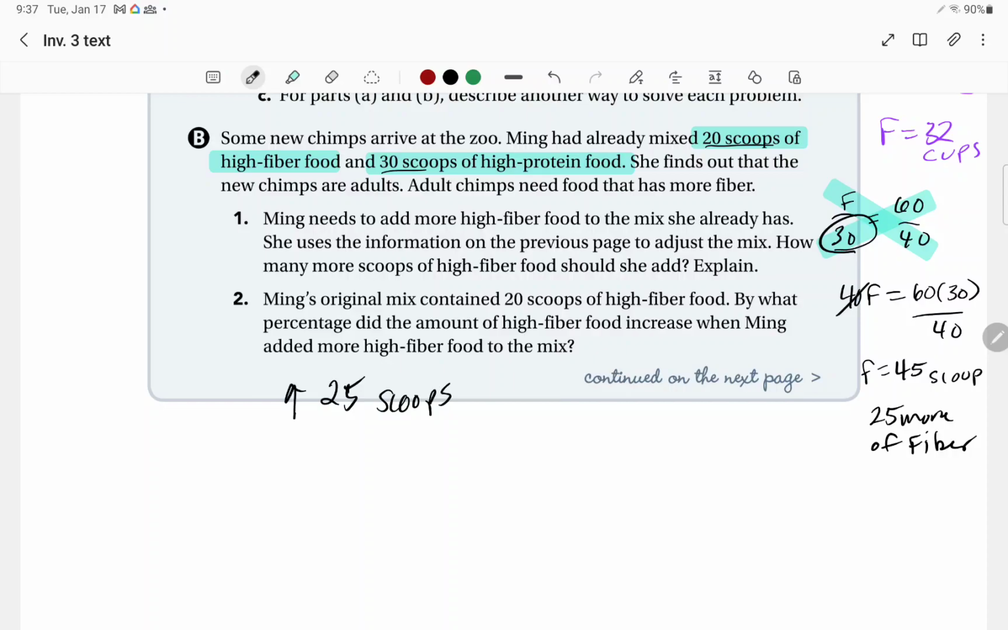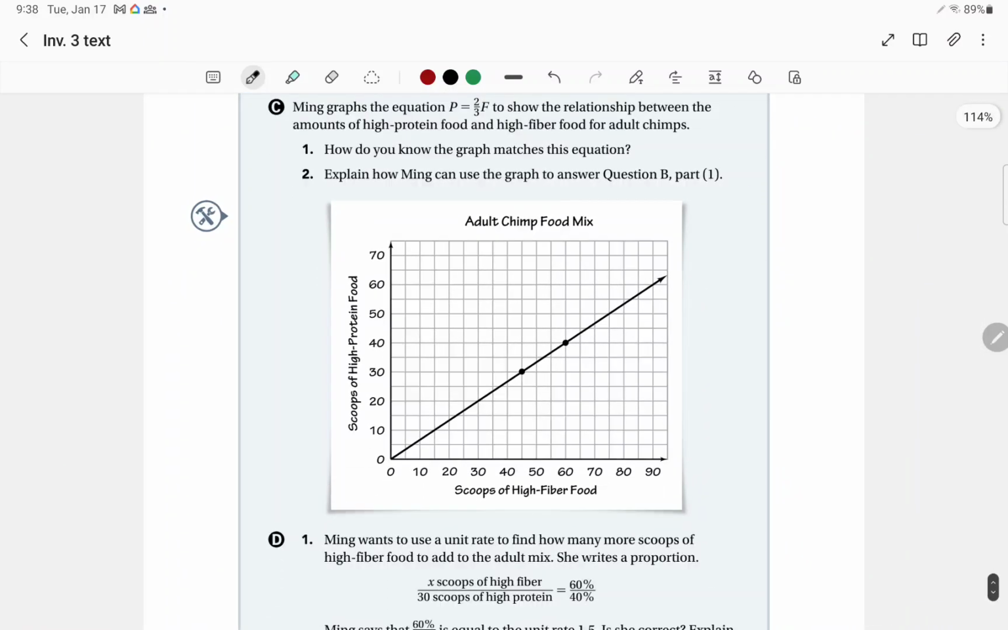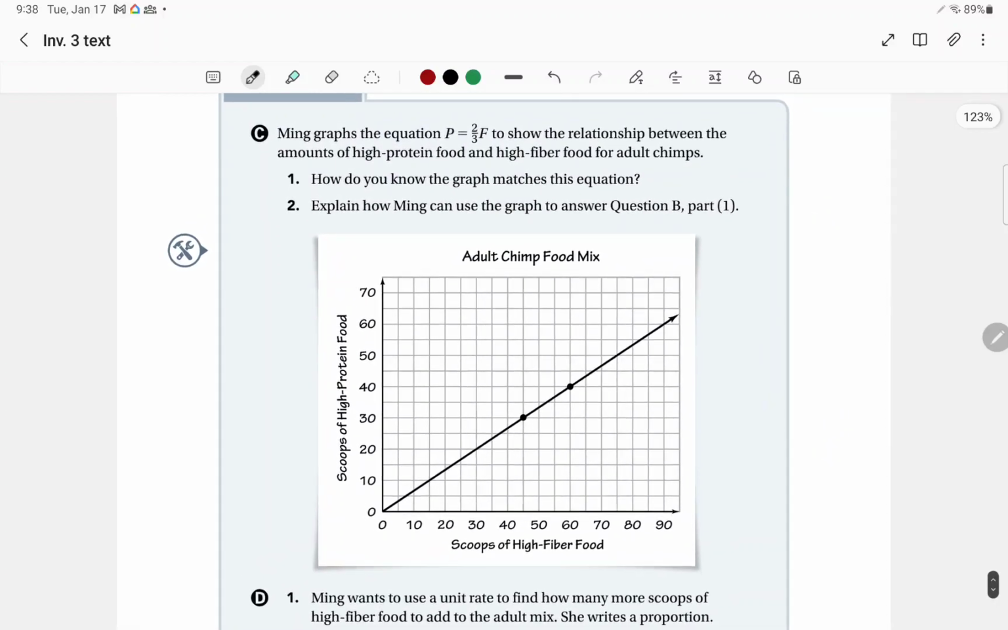Well, we know it's more than 100%. And you can actually find that if you just take 25 over 20 and you get 1.25, or 125% for number 2. Go ahead and try C on your own. Read through it, understand it, and try C on your own with that graph.